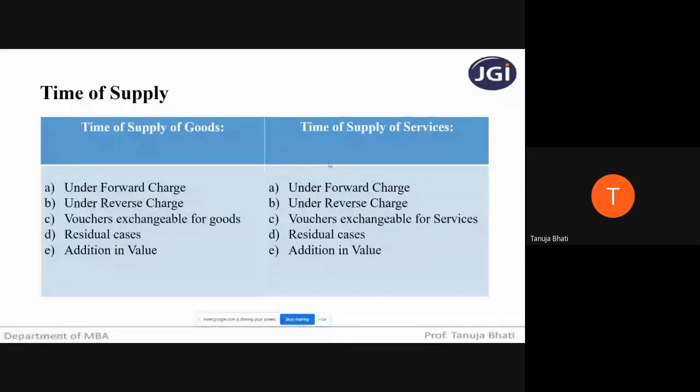Similarly, for time of supply of services, you have forward charge, reverse charge, vouchers, residual cases, and addition in value. The difference between time of supply of goods and services is only in the case of forward charge and reverse charge, where the time of supply for goods and services is different. But in the case of vouchers, residual cases, and addition in value, the time of supply provisions are almost the same, for points C, D, and E. So the difference is only under forward charge and reverse charge. Let us quickly revise the provisions.